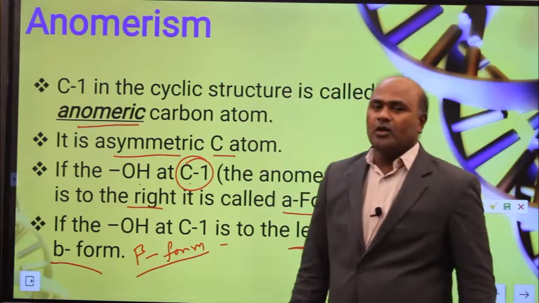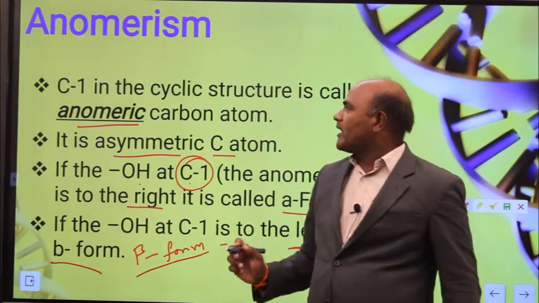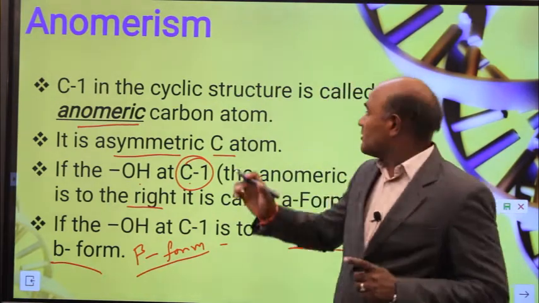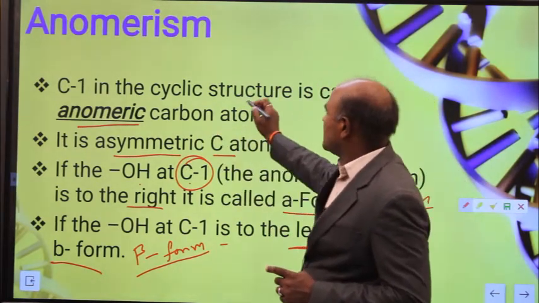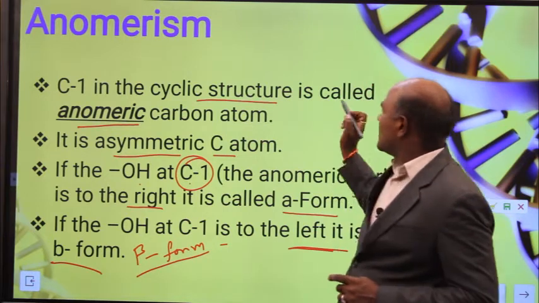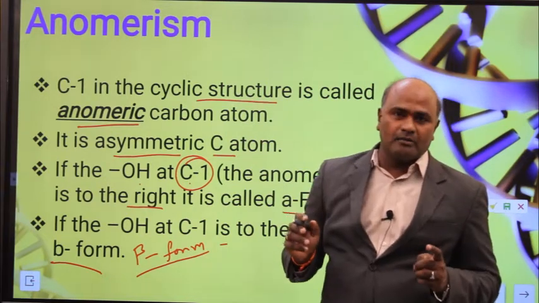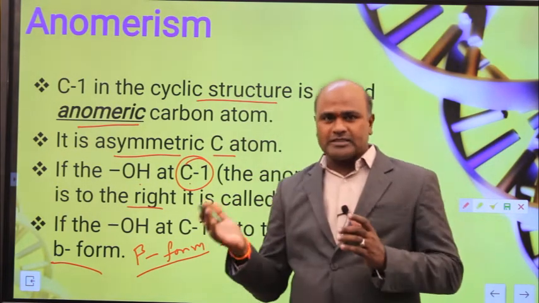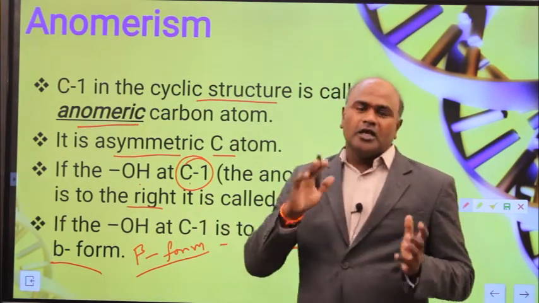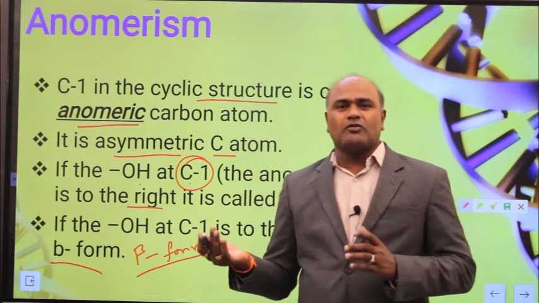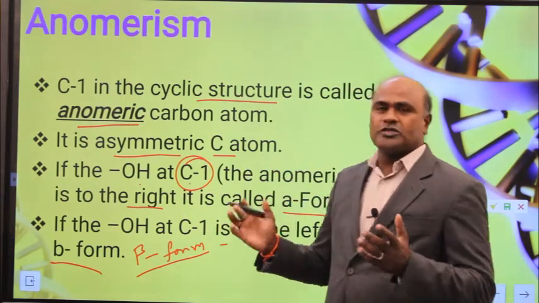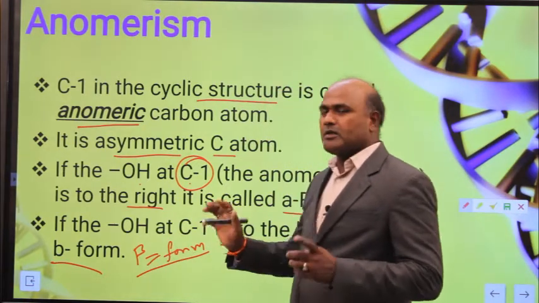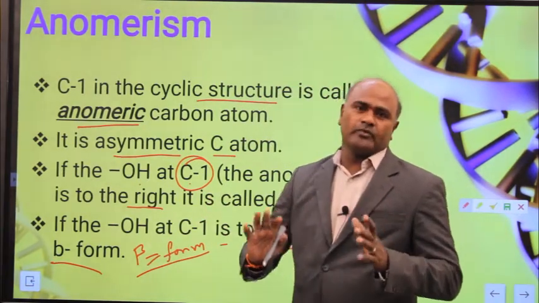Beta form. You need to remember that an anomer is a cyclic structure. The carbon 1 position in the cyclic structure is called the anomeric carbon. Here you need to remember that if the OH attached to C1 is on the right side, it is the alpha position. If the OH attached to C1 is on the left side, we say it is the beta form. You need to remember the alpha form and the beta form.